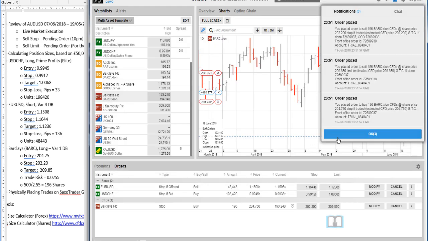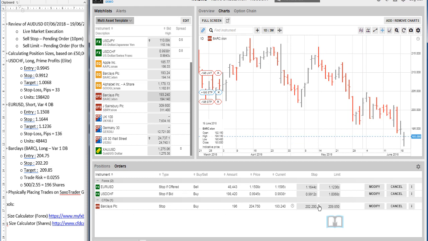And what that will do is it will place an order to open. There it is under CFDs. You can see it's all placed just there. And it's telling me how many shares I'm going to buy. It's got it down here, 196 at 204.75. And the current price, of course, 193.24. That will rest up until the point it reaches that level.